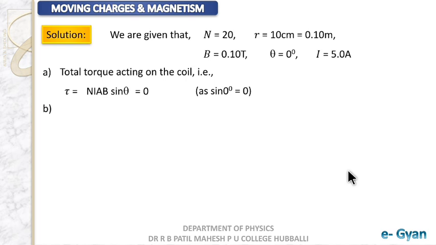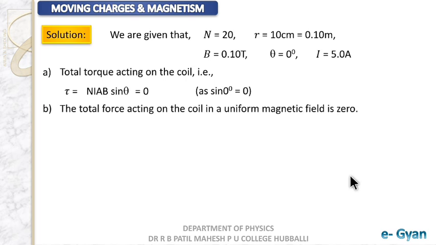Moving ahead, now we have to find out the total force acting on the coil, and we know that the total force acting on the coil in a uniform magnetic field is 0. The reason is the forces in this case will cancel out each other.